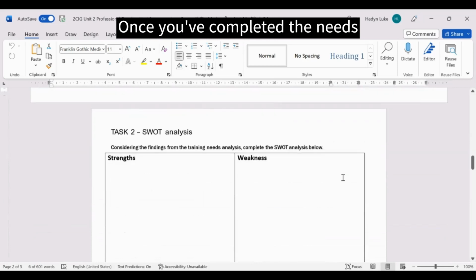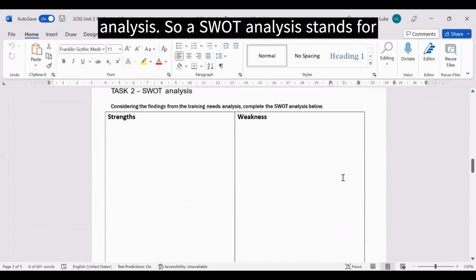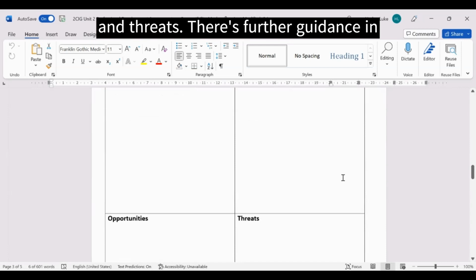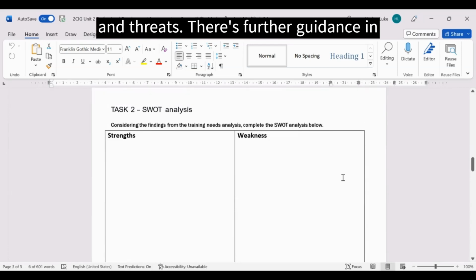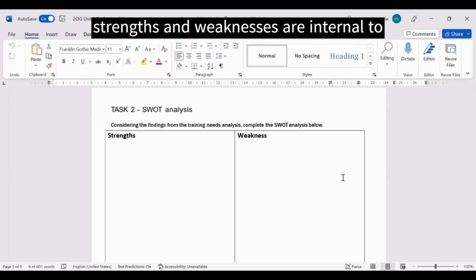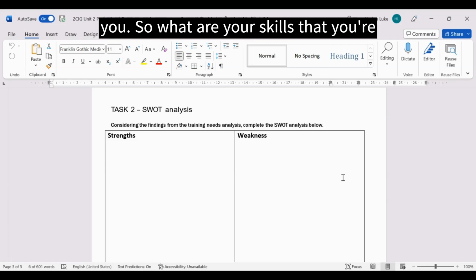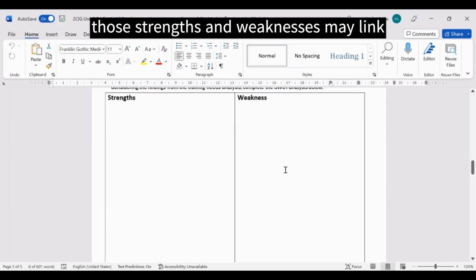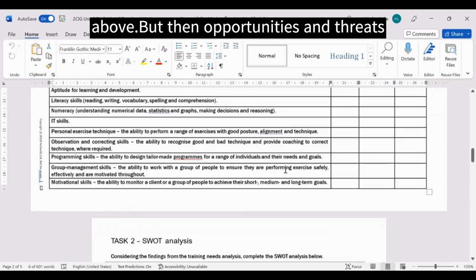Once you've completed the needs analysis, you need to complete a SWOT analysis. A SWOT analysis stands for strengths, weaknesses, opportunities, and threats. There's further guidance in your e-learning and in your manual, as well as other resources in your e-learning. But generally speaking, strengths and weaknesses are internal to you. So what are your skills that you're good at? What are your weaknesses that you need to improve on? So what skills do you need to improve on? Hopefully, those strengths and weaknesses may link to some of the things that you've put above.